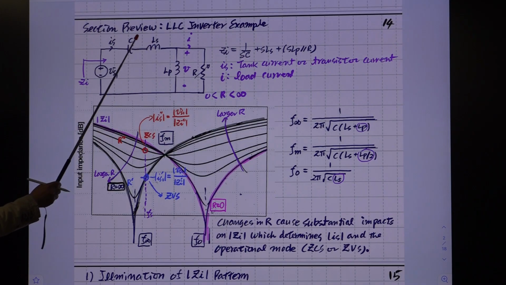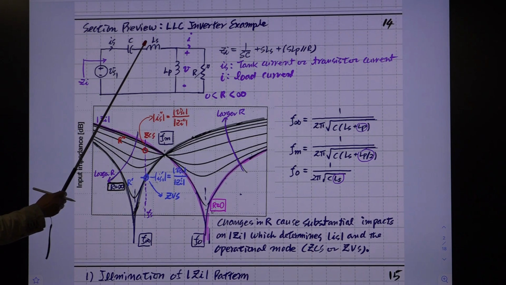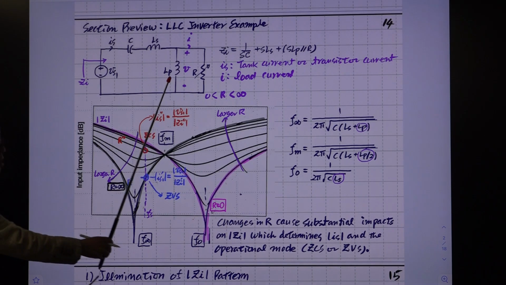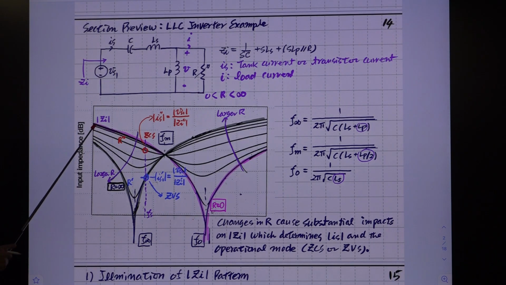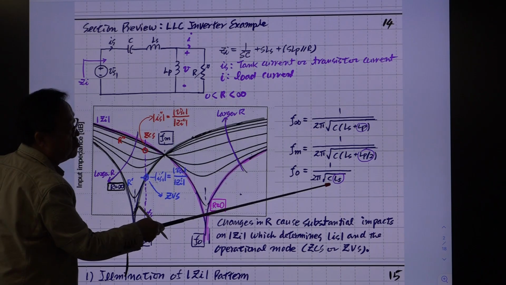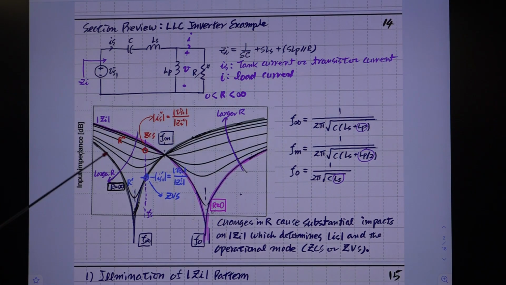Then you have this, just the series connection of two reactive components. That impedance is shown here, all right? So you have just one resonance here. This is a curve with R equals 0. This frequency, f0, is very easy to figure out. It is 1 over 2 pi square root of C Ls. With R equal to 0, this is the magnitude curve, the magnitude of the input impedance.